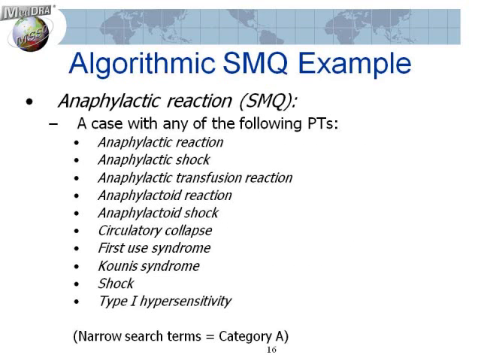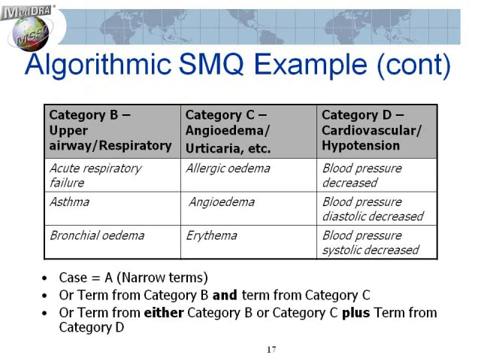This is an example of the algorithmic SMQ anaphylactic reaction. This slide shows the narrow terms, which again are highly likely to retrieve cases of interest. In algorithmic SMQs, the narrow terms are always called Category A. This slide shows now the broad terms, or at least some of the broad terms, of SMQ anaphylactic reaction. As you can see, the broad terms can be further subdivided into categories for upper airway and respiratory issues, for angioedema and urticaria issues, and for cardiovascular and hypotension issues.